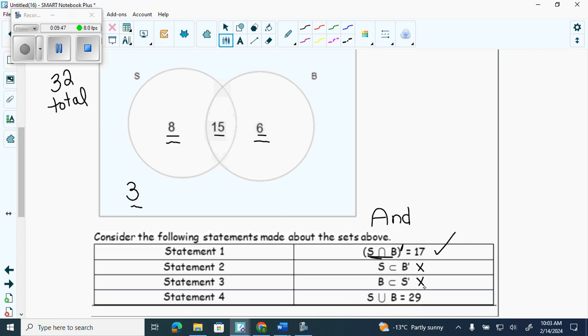No. What is this shape? It is not a subset. Yeah, it's the snowman. So I want to know how many are in the snowman. Let's count it out. 6, 15, 21, 29.